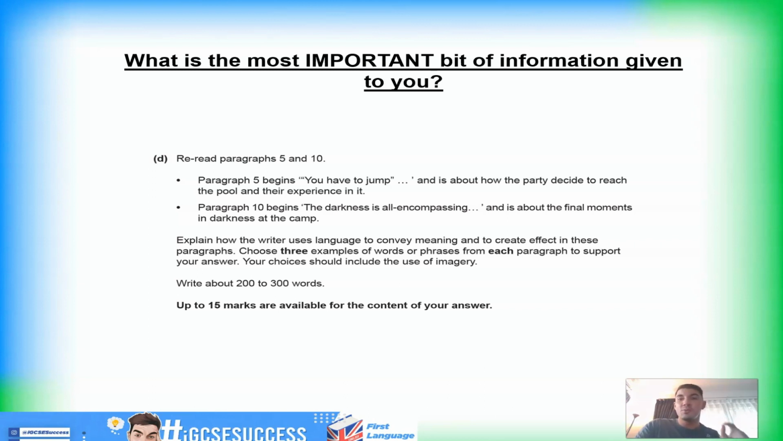But here's a question I want to ask all of you watching. Take a look at the writer's effect question on your screens now. What is the most important bit of information given to you? Is it the fact that you have to reread paragraphs 5 and 10? Is it the fact that you have to select 3 images from the first bullet point and the 3 images from the second bullet point? Is it the word count? Is it 15 marks for reading? What is the most important bit of information?